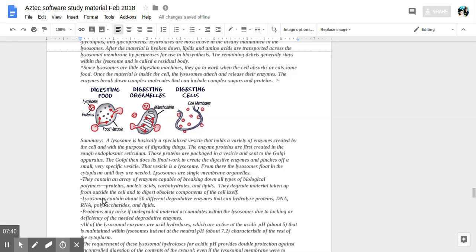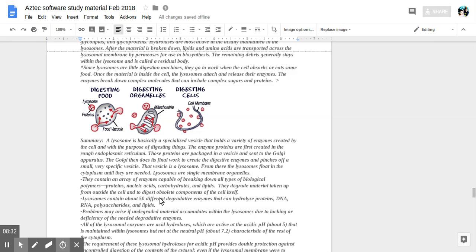There, the lysosomes float in the cytoplasm. They're a single membrane organelle. They contain an array of enzymes capable of breaking down all types of biological polymers, such as proteins, nucleic acids, carbohydrates, and lipids. They degrade material taken from the outside of the cell as well. They digest obsolete components as well as the cell itself. Lysosomes contain about 50 different degradative enzymes that can hydrolyze proteins, DNA, RNA, polysaccharides, and lipids. Basically, they should be called a recycling center too, because that's what they're doing.